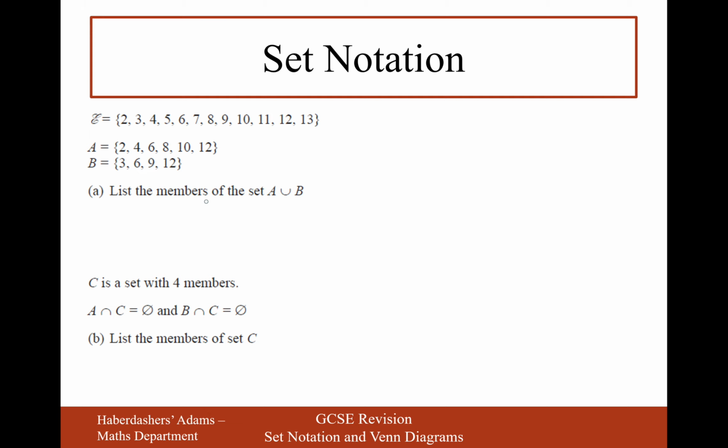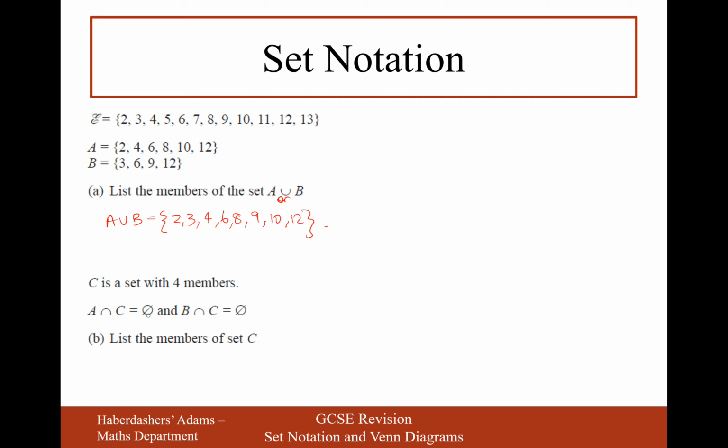Okay, so part A is list the members of set A or B. So this is A or B. So I'm listing every element that's in either set A or in set B. So 2, 3, 4, 6, 8, 9, 10, and 12. There we are. C is a set of 4 numbers.